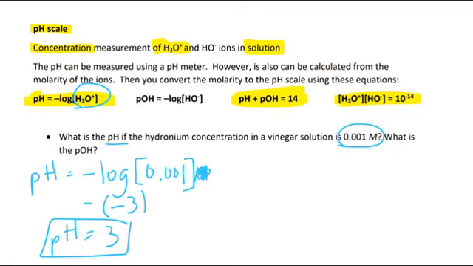And pH is a scale that is 0 to 14. So a pH of 3 means that it is very acidic. And I'm going to show you how to do this on your calculator here.